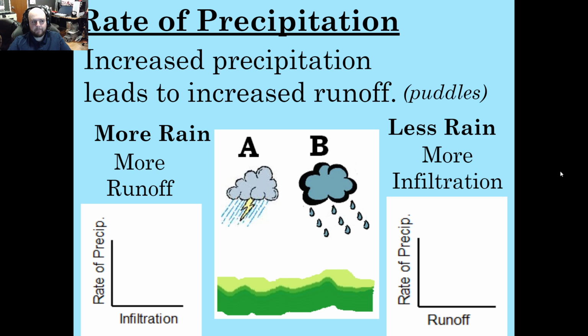Pretty straightforward. Here's our graphs. Rate of precipitation, as the rate of precipitation goes down, infiltration goes up. Rate of precipitation goes up, so does runoff. More rain, more runoff. Less rain, less runoff.